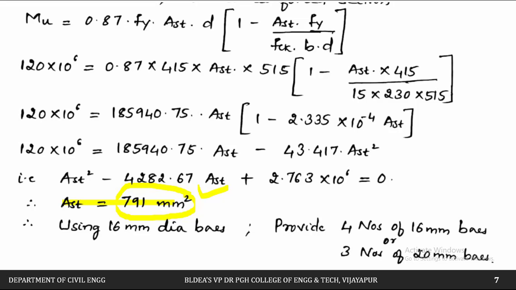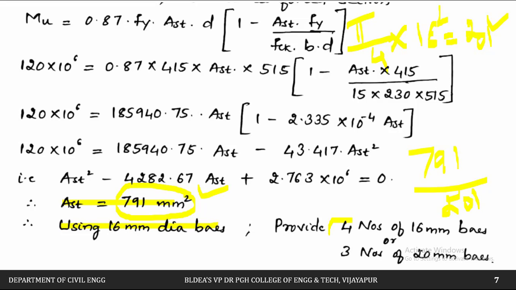Now how many bars do we have to provide? What should be the diameter of the bars? That has to be calculated. Assume that we will use 16 mm dia bars. What is the area of one bar? Pi by 4 into 16 square. If you do 16 square, you will get the area of one bar as 201 mm square. So 791 divided by 201, if you divide this, you will get approximately 4 numbers.